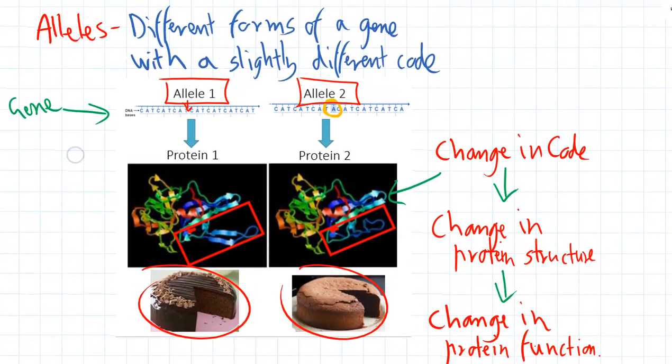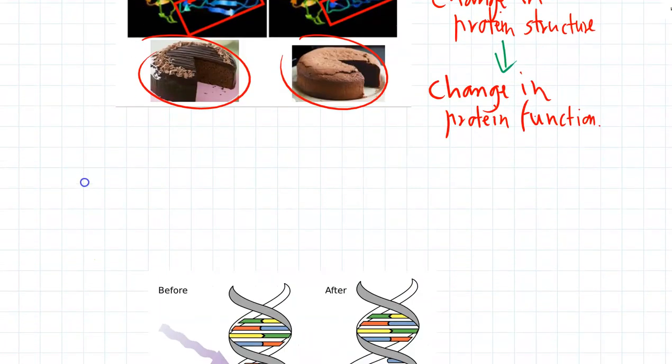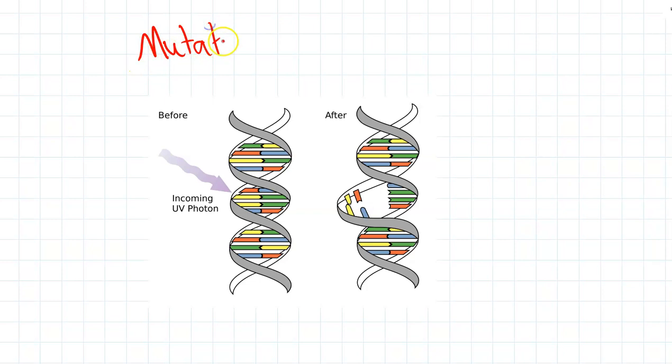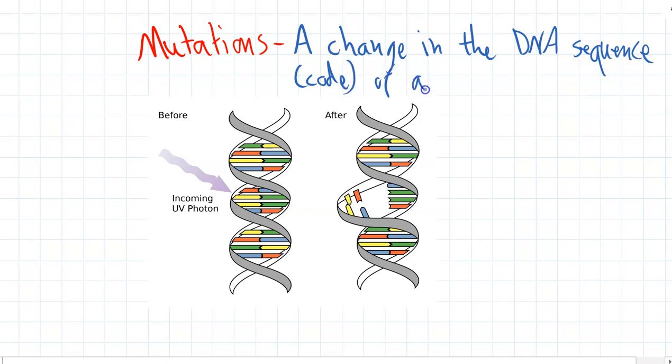So then the next question is, how are there actually different alleles? Wouldn't every gene just have the exact same code? Well, the reason they don't is because of mutations. And mutations are basically the event that causes a change in the DNA sequence, or in other words, the code of a gene.